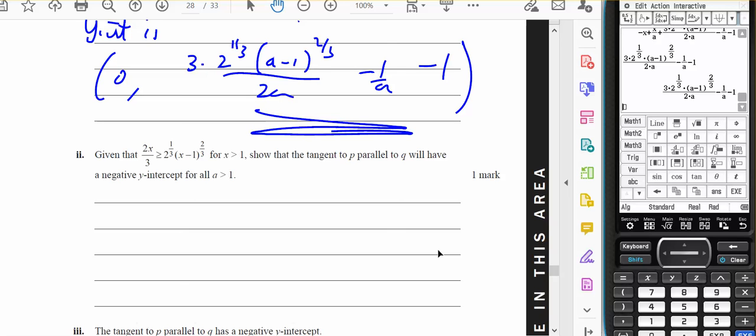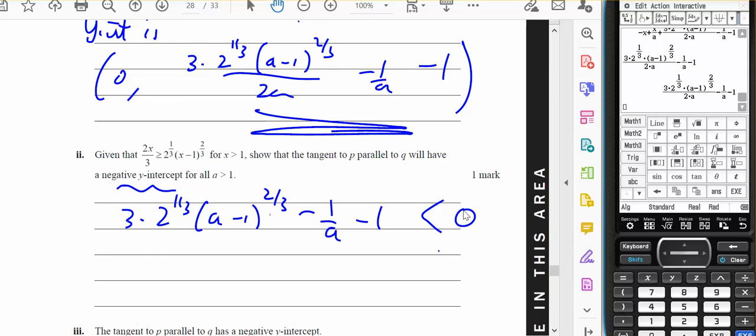Given that this is parallel, show that the y-intercept is negative. Okay, so this is my y-intercept: 3 times 2 to the 1/3, A minus 1 to the 2/3, minus 1 on A minus 1 is the y. So I want to show that that is less than 0. That's what my proof is. So if I've got this here, then this is this, but in terms of x. But I need a 3.